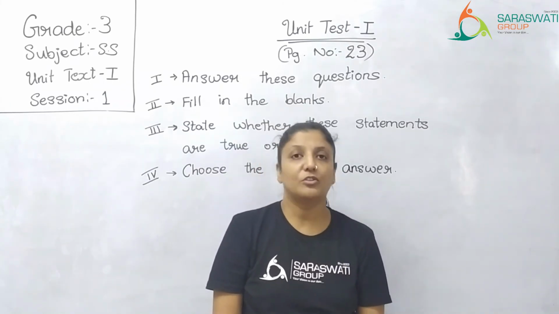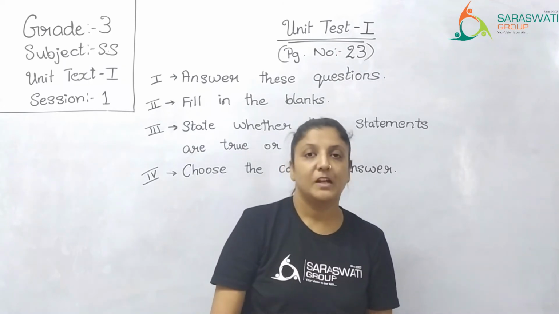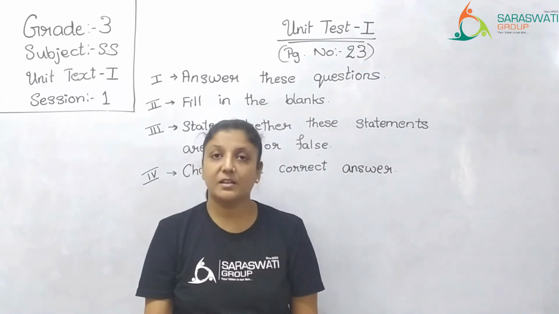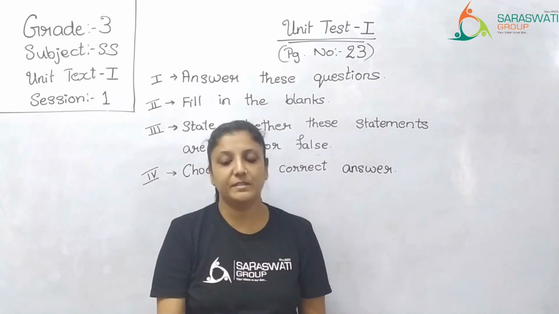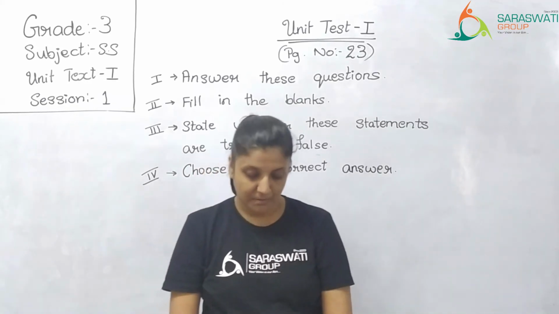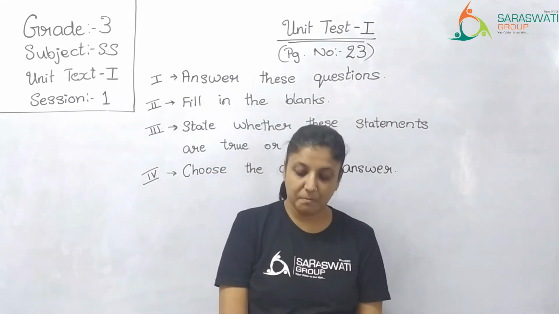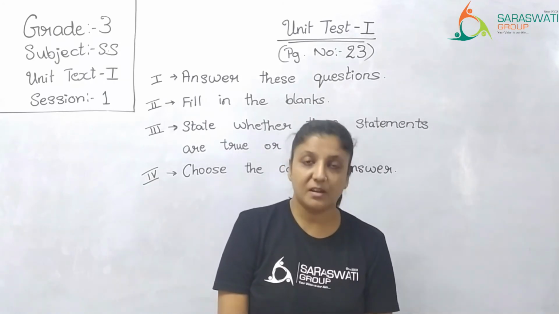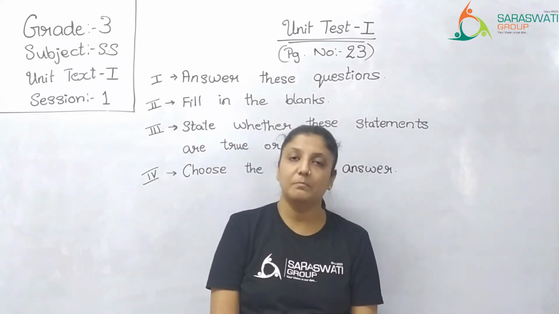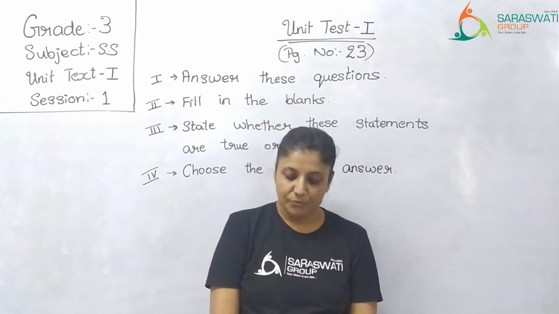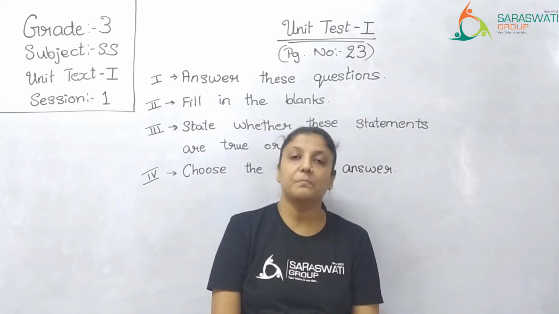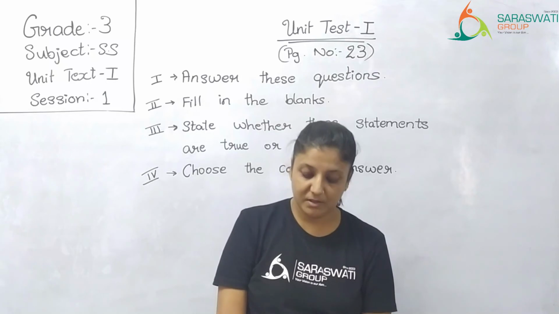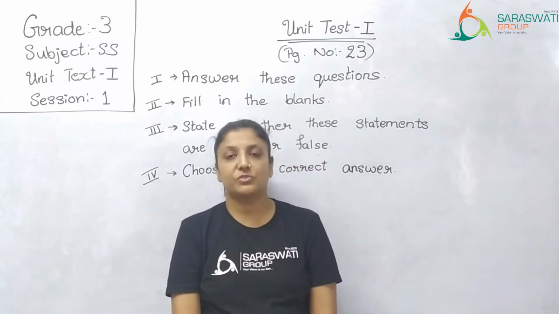So I hope you marked all the answers correctly. Let's check them. First one, answer is option B, poles. Second one, answer is option B, globe. Third one, answer is option D, Ferdinand Magellan. Fourth one, answer is option B, Asia. Fifth one, answer is option A, that is 3.